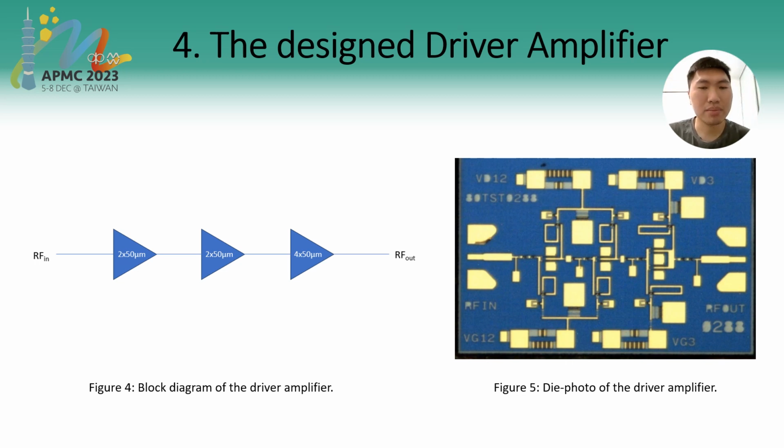A block diagram of the driver amplifier is shown in Figure 4. So it has three stages. I use 2x50 micrometer FET, followed by 2x50 and 4x50 for the design. For the first two stages, I use smaller devices for higher gain, and for the final stage, I use a bigger device for higher power. In Figure 5, a die photo of the designed driver amplifier is shown.